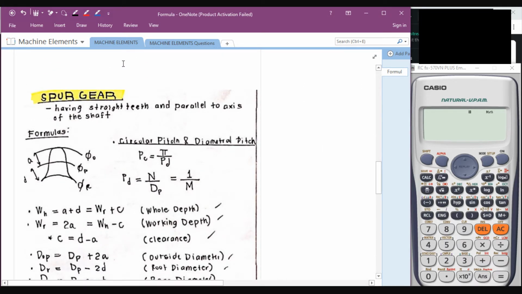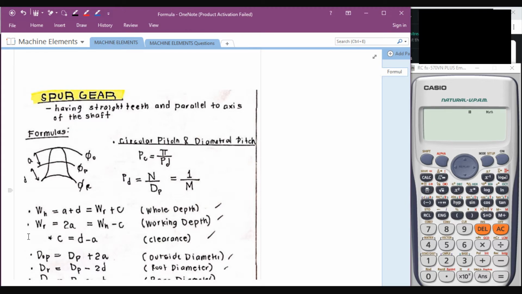Now, let us take this one, another one, the gears. For the gears, what is a spur gear? Having straight teeth and parallel to the axis of the shaft. It means it is the gear that is just like a sprocket. It is not angled, because when it is angled, it is called helical. A helical gear. A combination of two helical gears is herringbone.